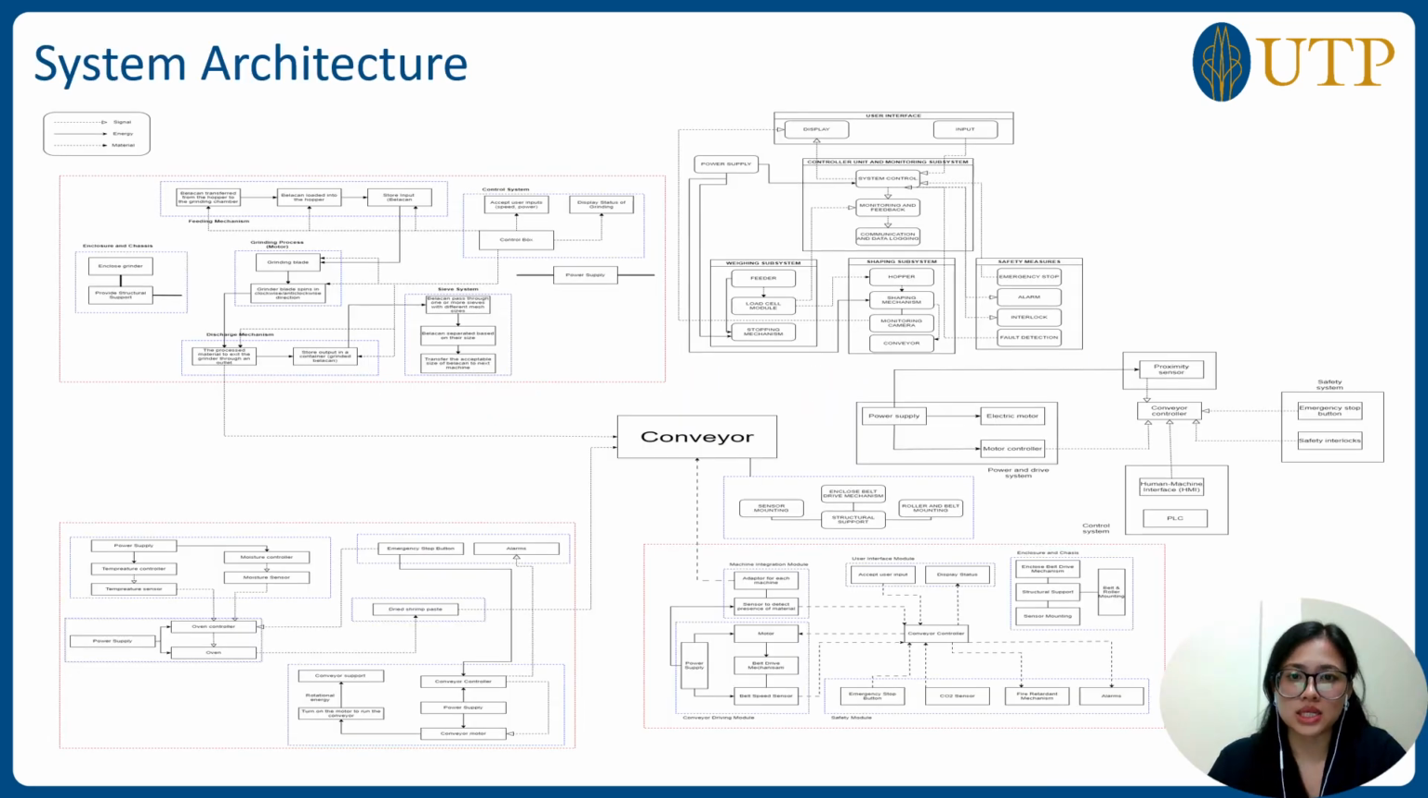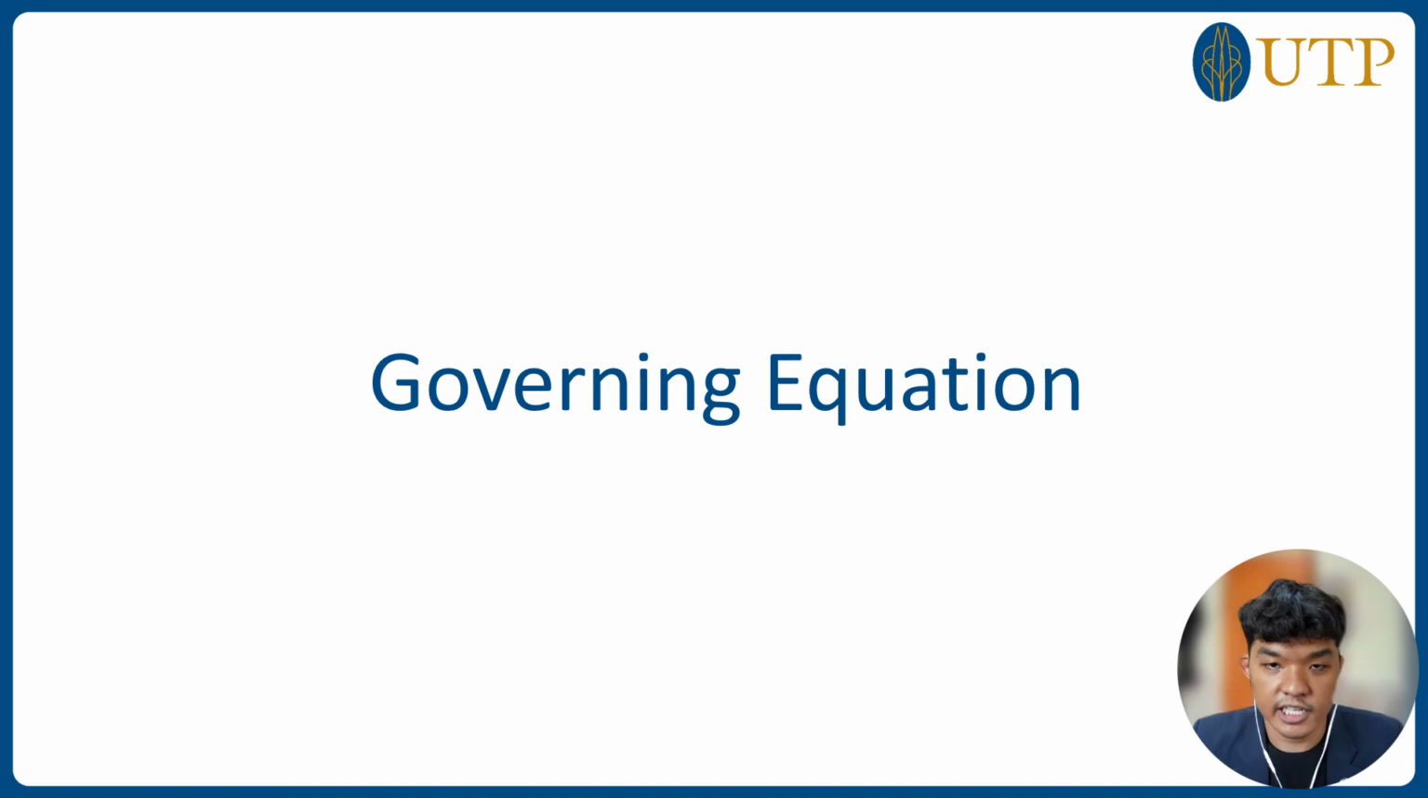Next is the system architecture of this project. This serves as a guide for us to identify the crucial components in this factory. From this system architecture, we have planned out the key tasks that we have to accomplish to make this project a success. So next, I will be presenting the governing equations used for this project.